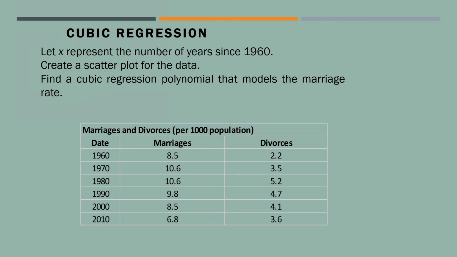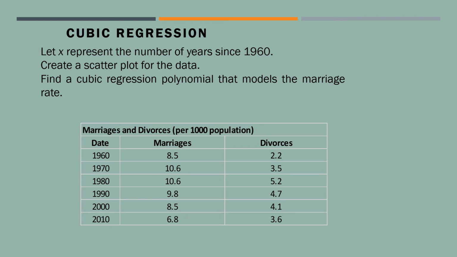We can find the cubic regression just like the way we found the linear regression. Let's make use of this data given here. Here, x represents the number of years from 1960. That is, we have to take 1960 as 0. And so 1970 becomes 10, 20, 30, 40, and 50. For these, we have two different cases, marriages and divorces. We are trying to find the cubic regression for the marriage rate.